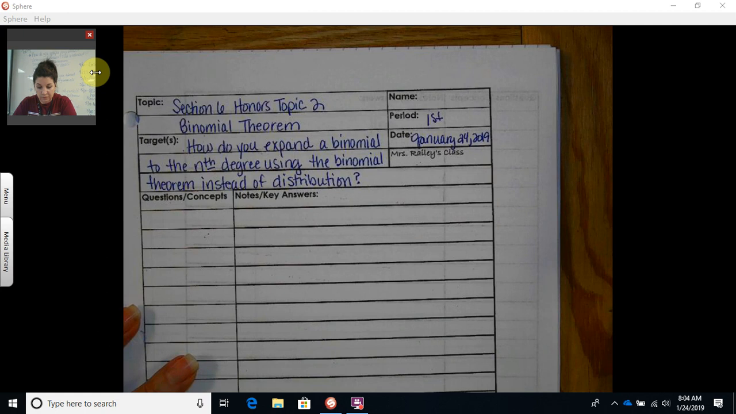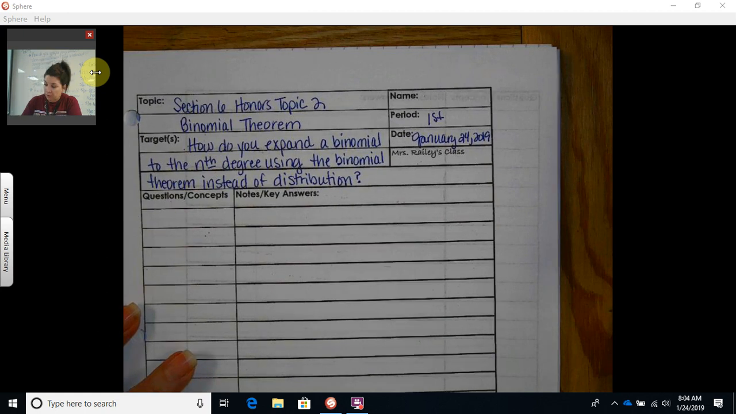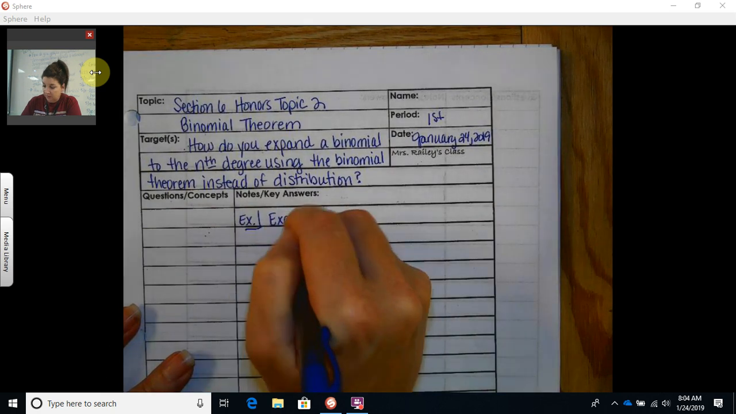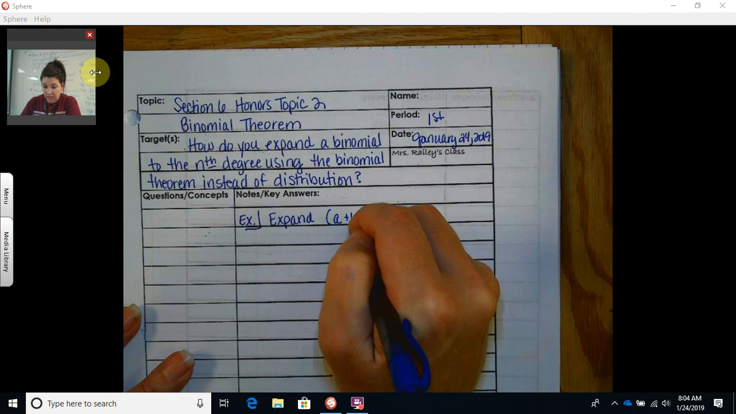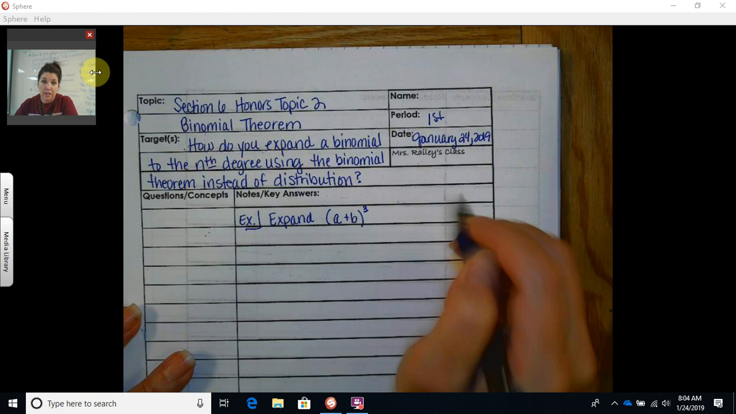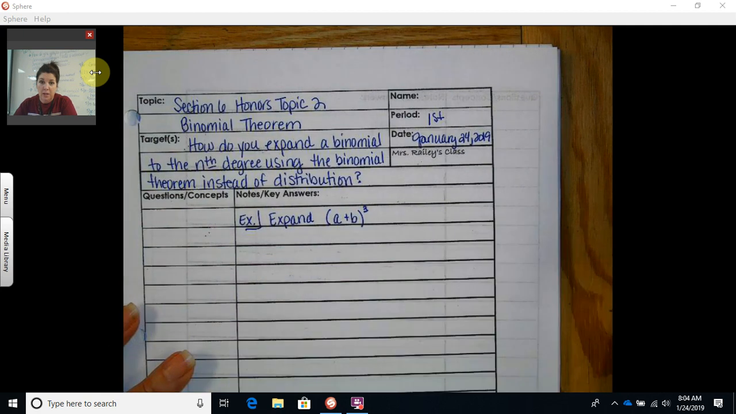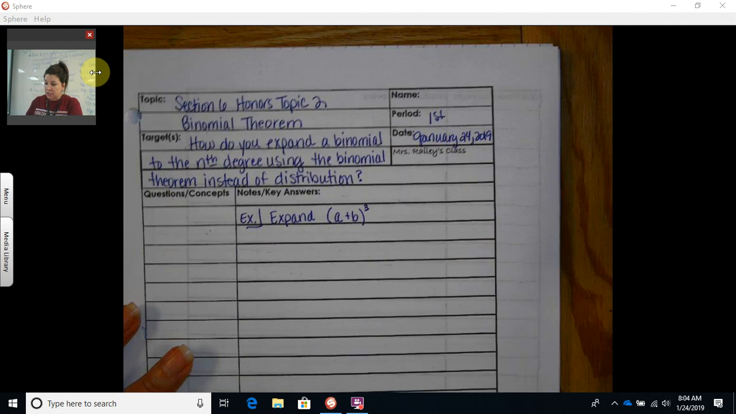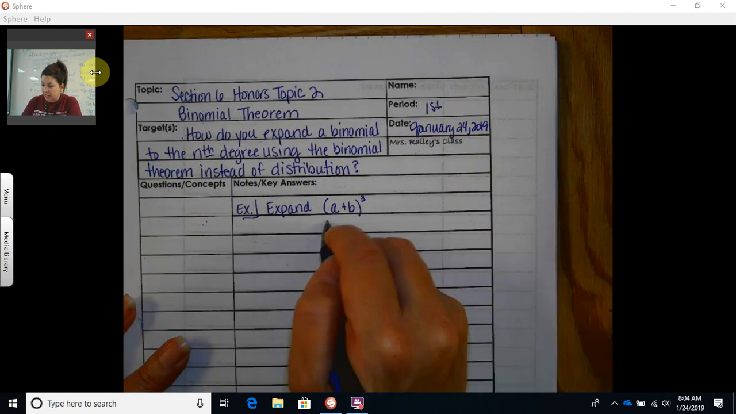All right, so in my first example, we are going to expand a plus b quantity cubed just the way that we already know how to do. By expanding it, I mean we're going to write it in standard form. It's in factored form right now. We're going to write it in standard form using distribution. All right? So doesn't a plus b quantity cubed mean a plus b times a plus b times a plus b, right?